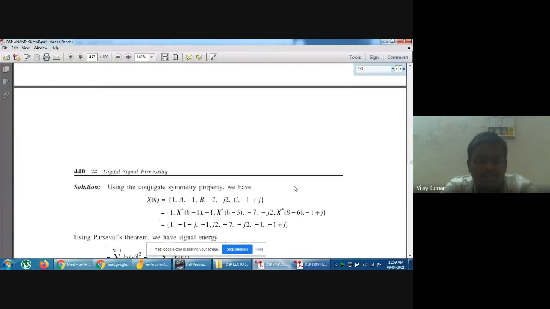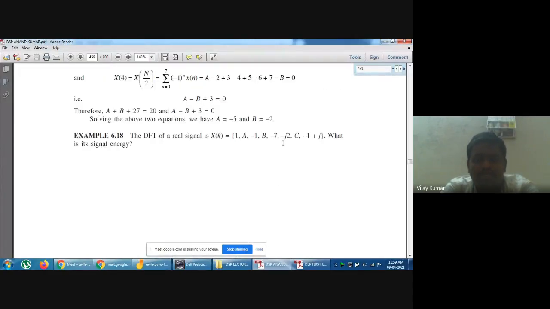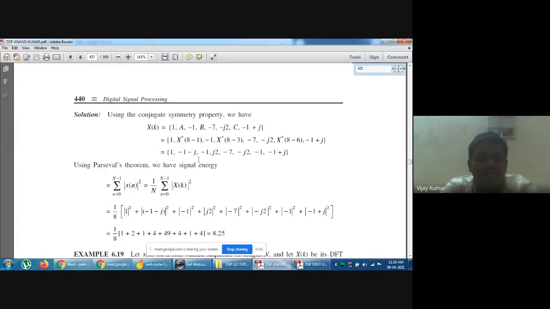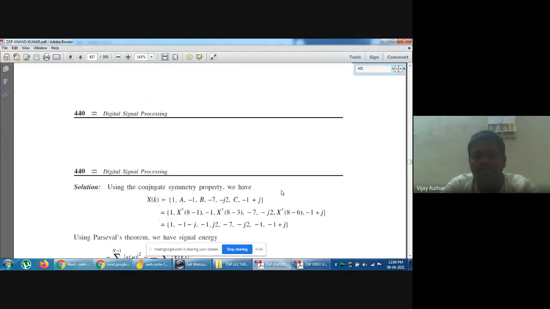Clear? Similarly, next problem. After finding the A, B, C values, they ask to find the signal energy. What is the signal energy formula? Summation n equal to 0 to n minus 1, x of n square is equal to 1 by n, summation k equal to 0 to n minus 1, x of k whole square. So firstly you need to apply the conjugate symmetry property, secondly the Parseval's theorem property. Applying both properties, you can compute the energy of the signal. To calculate the unknown coefficients, we use the conjugate symmetry property, and to compute the energy of the signal, we utilize the Parseval's theorem property.